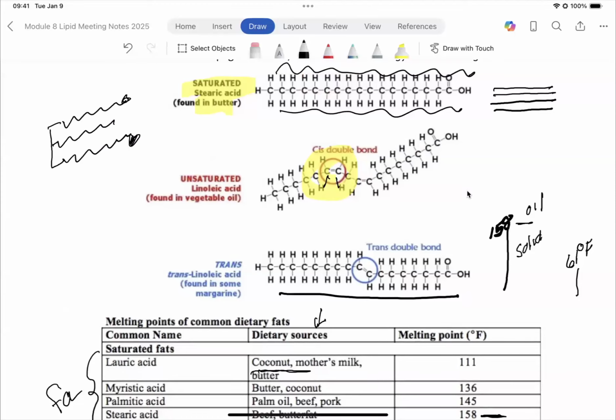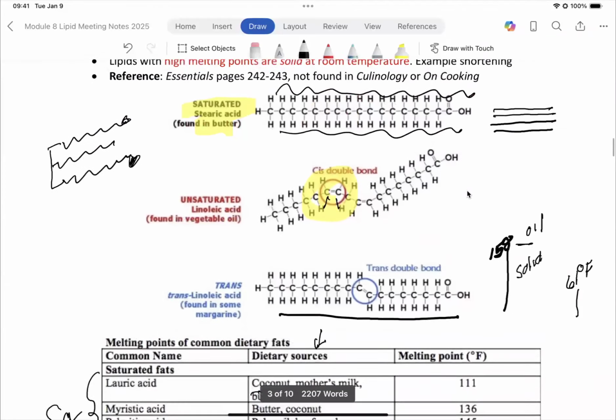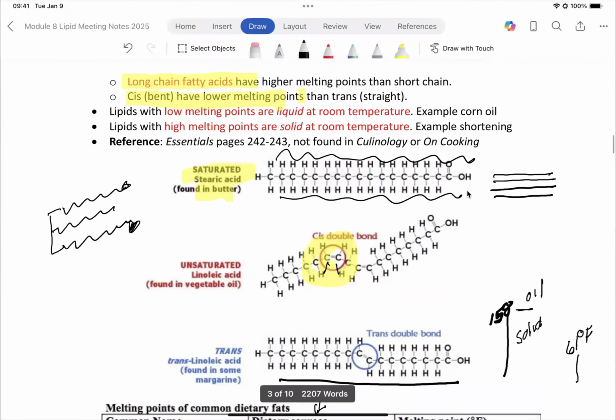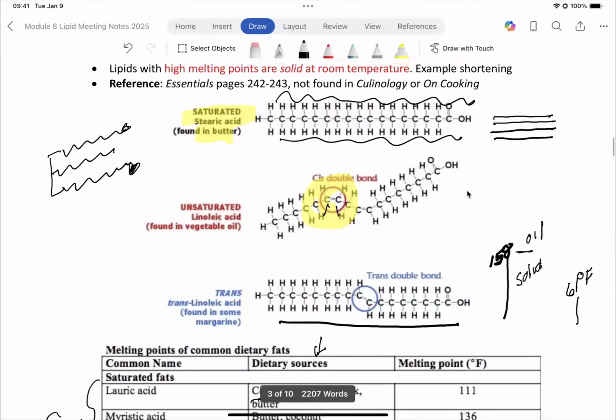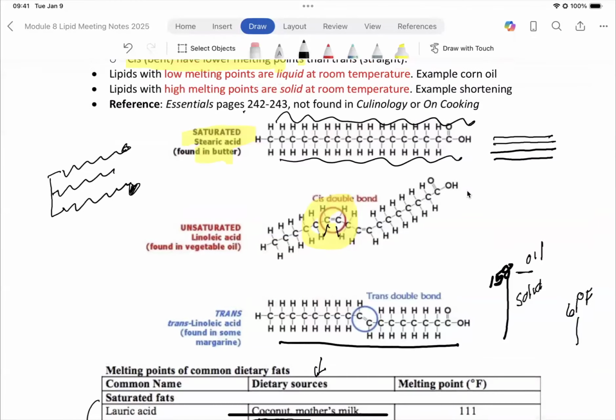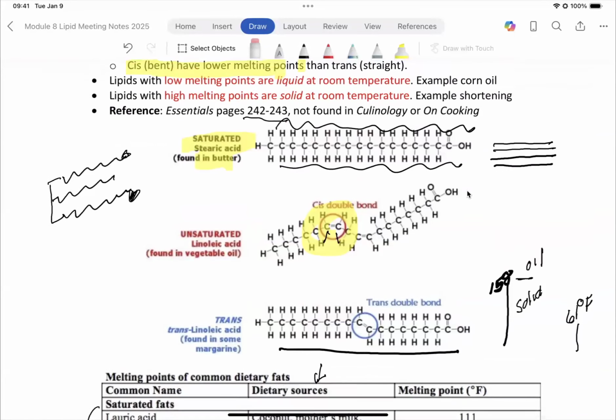So anyway, questions? We'll talk more about this, but anyway, melting point is important. And I found this information in the essentials book, so you might want to go in there. I made a mess out of this. We'll erase some of this.